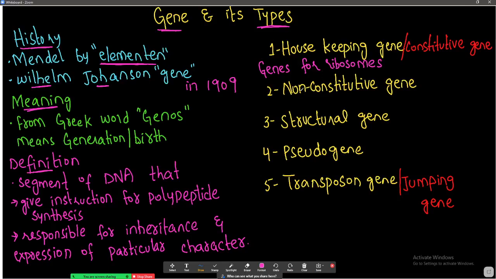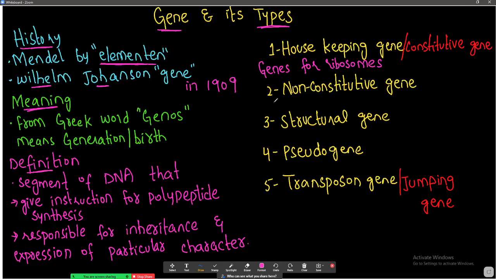The second type of gene is non-constitutive gene. So what is a non-constitutive gene? They are the opposite of constitutive genes, as constitutive genes are constantly required by the cell and are present at any time in the cell. So non-constitutive genes are not always required by the cell and they are not expressed in all cells. They are tissue specific or organ specific, and they are not constantly expressed, or they are expressed only when their function is needed.